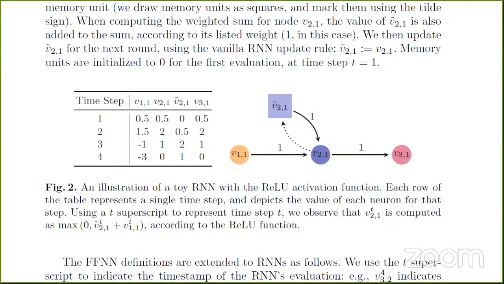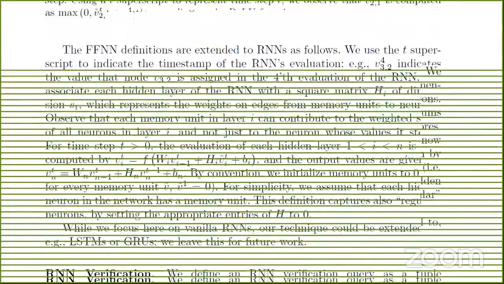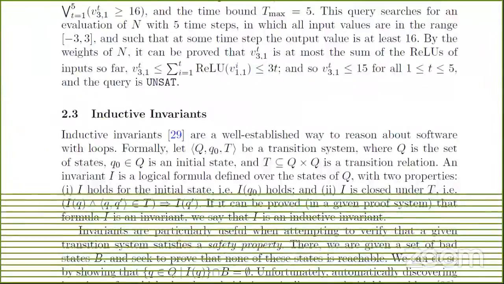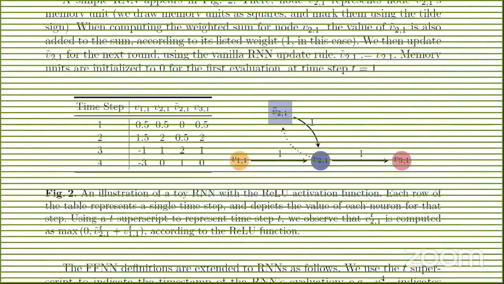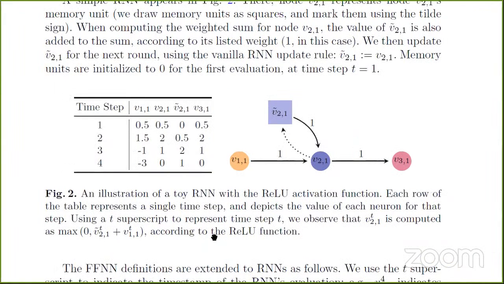So the first time half comes, it gets half here. Then 1.5 comes, so it becomes 2. Then -1 comes, so 2 plus -1 becomes 1. And then -3 comes, so it actually becomes -2, but since relu is there, it becomes 0. But at 21, you're accumulating all the inputs. And not just that, at every time step it's accumulating all the inputs that it has seen so far.